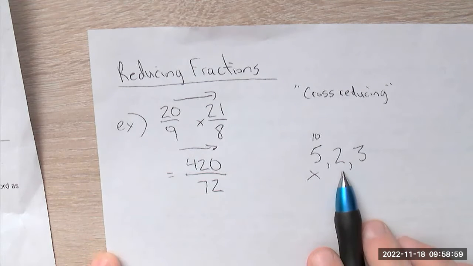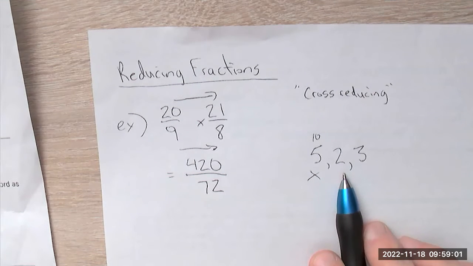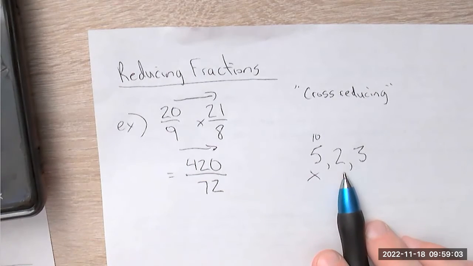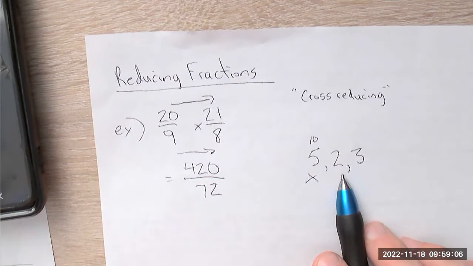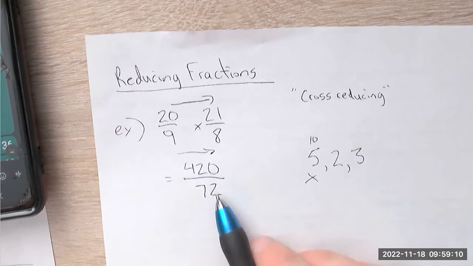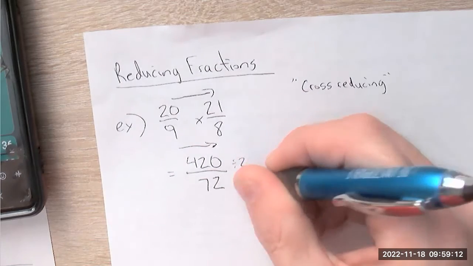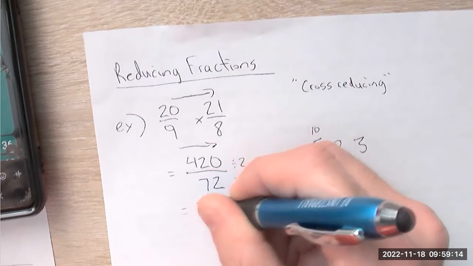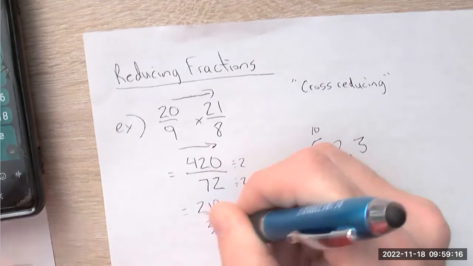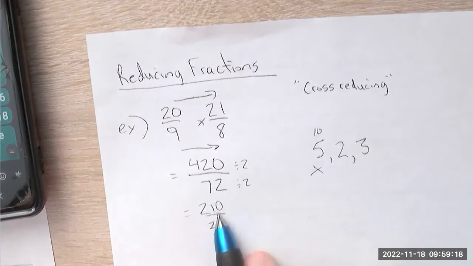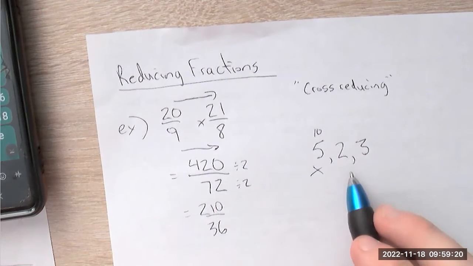Where we commonly see this right now is I would say, well, 2 goes into both of those numbers. It's really easy to tell if 2 goes into a number. We divide the top by 2, we divide the bottom by 2, they're even. So if I were to divide by 2 to each, I would just get 210 over 36, right? 420 divided by 2, 72 divided by 2, great. And then I would keep going.